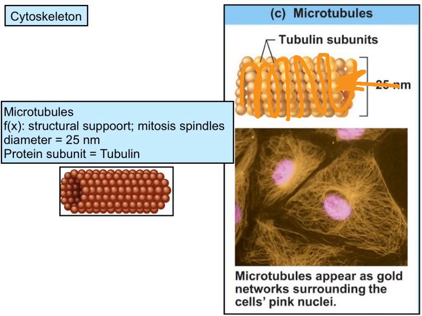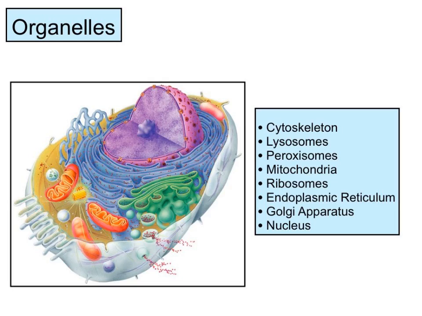They tend to be much larger in diameter, about 25 nanometers, and their main protein building unit is something called tubulin. So in this image, here we have our nucleus, and here we have our tubular structures extending out in these gold networks around the nuclei. So that's our cytoskeleton. Next we come to our lysosomes.